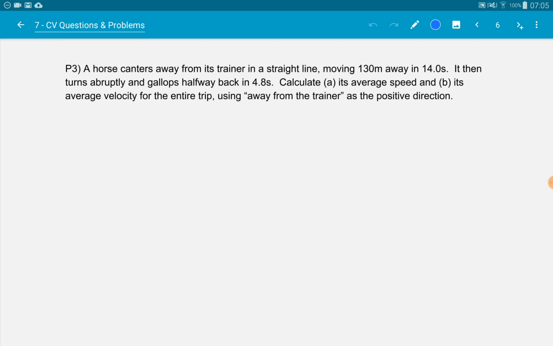Anyways, calculate the average speed and its average velocity for the entire trip using away from the trainer as the positive direction. All right, so let's draw a picture first.